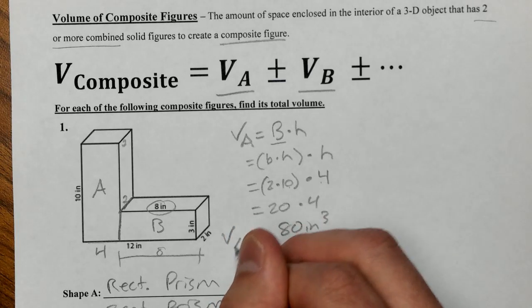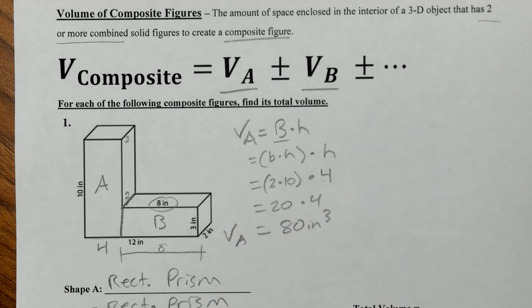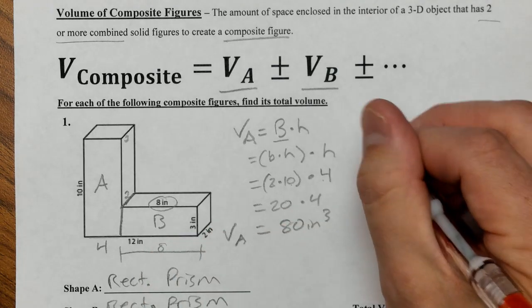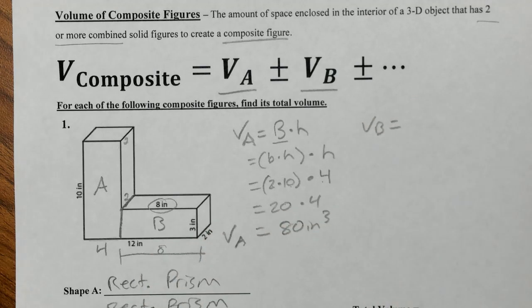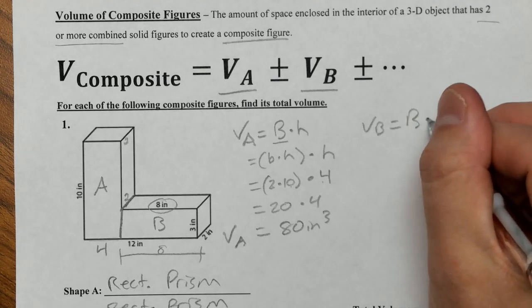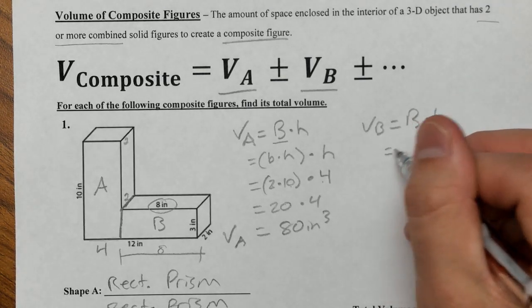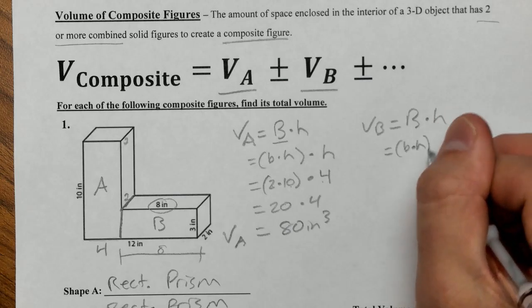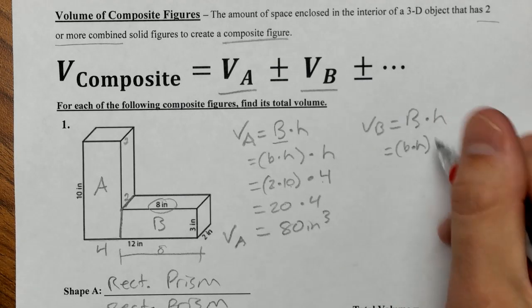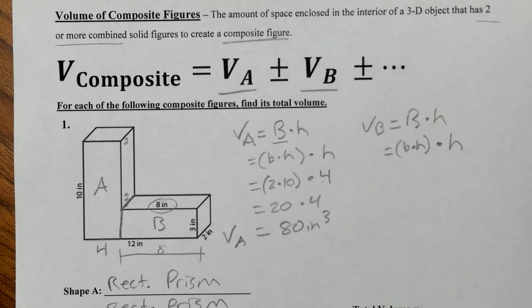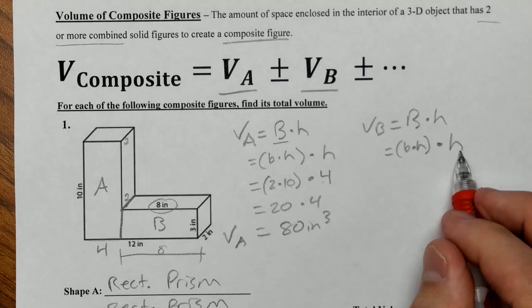So the volume of shape A, I just did a little bit of work to find out, was 80 inches cubed. Right, so this is shape B. However I look at it, I just need to find the volume of that shape. So I'm going to do the same thing. Base times height, and within that base times height, I can put that into my big base. And then this is the height of my prism.